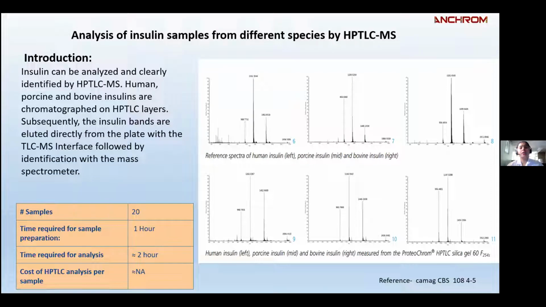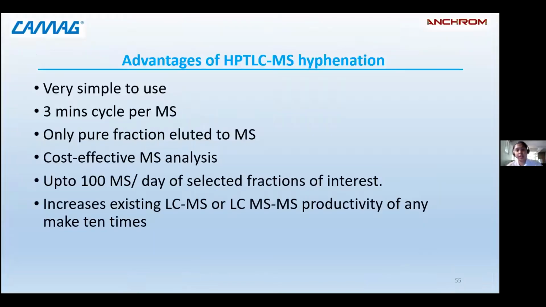Then this is the analysis of insulin samples by HPTLC-MS. Different species of insulin were analyzed with the standards and samples. The reference spectra and the human insulin spectra were compared, and it was found that they match. So this was the insulin which was taken by humans. Like this, you can do these types of things with HPTLC-MS.